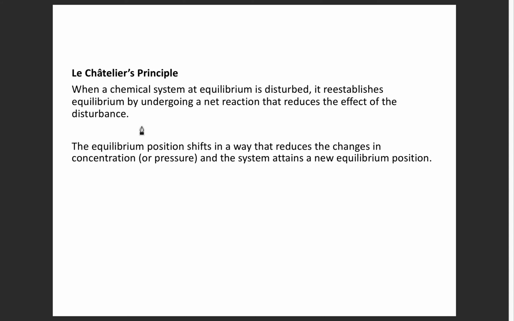So that's really what this principle states: anytime equilibrium is disturbed, it's going to reestablish itself by going either in the forward or the reverse direction. The equilibrium position shifts in a way that reduces the changes in concentration. In other words, if you're adding more reactants to something that's already at equilibrium, now you have too many reactants. So it's going to have to shift to the right, in the forward direction, to use up some of those reactants and reestablish equilibrium again. And that's basically what we're talking about here.